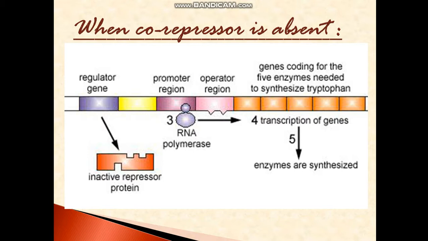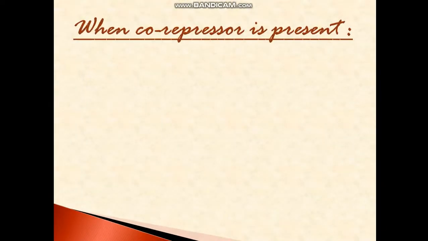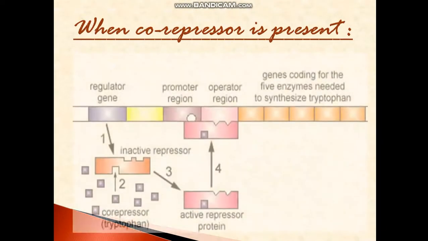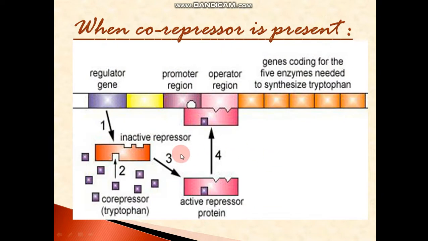So the expression of these genes forms tryptophan, and then tryptophan will go and bind to the aporepressor to convert it into an active repressor and then stop the process. Let us see how it happens when the co-repressor is present. See this diagram. Here these purple color small squares are the co-repressor, or the tryptophan.